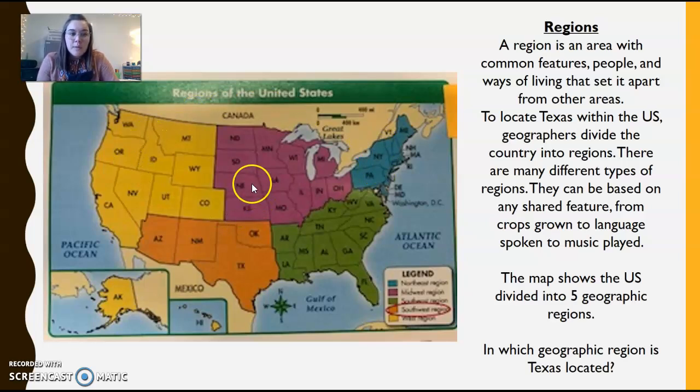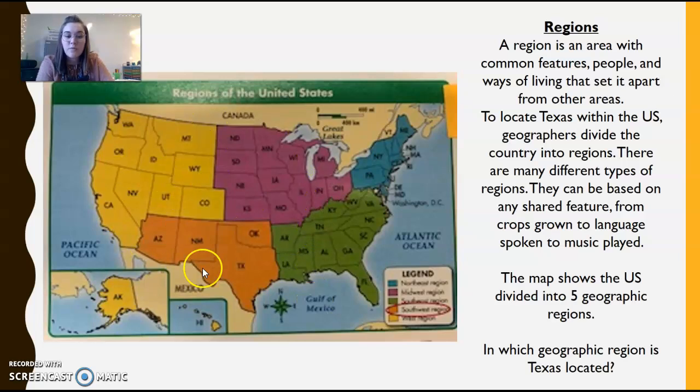So, a region is an area, it has common features, it has common people, and it has ways of living that set it apart from the other areas. So you see how this map is color-coded? There's like a yellow, a purple, a blue, a green, and an orange. Those are different regions. So to locate Texas within the United States, geographers divide the country into regions. There are many different types of regions, and they can be used on any shared feature from crops grown to language spoken to music played. You can divide regions for any of those reasons.